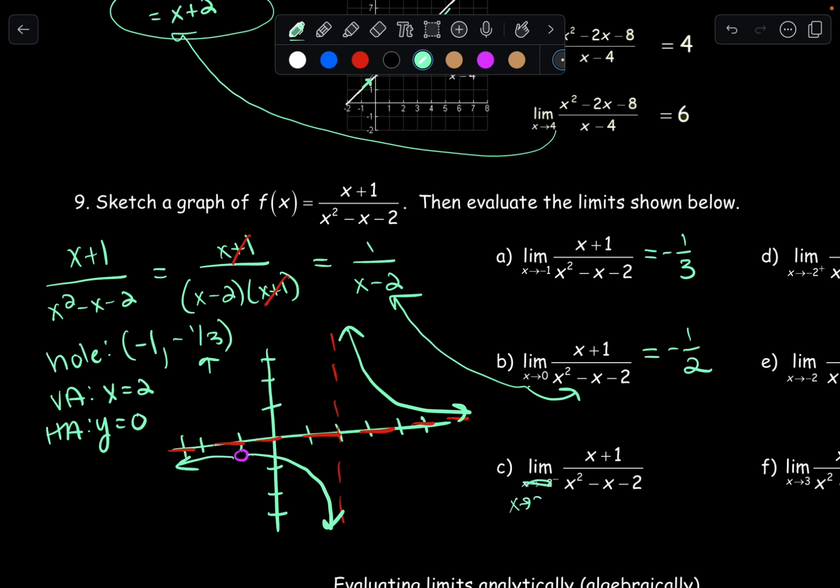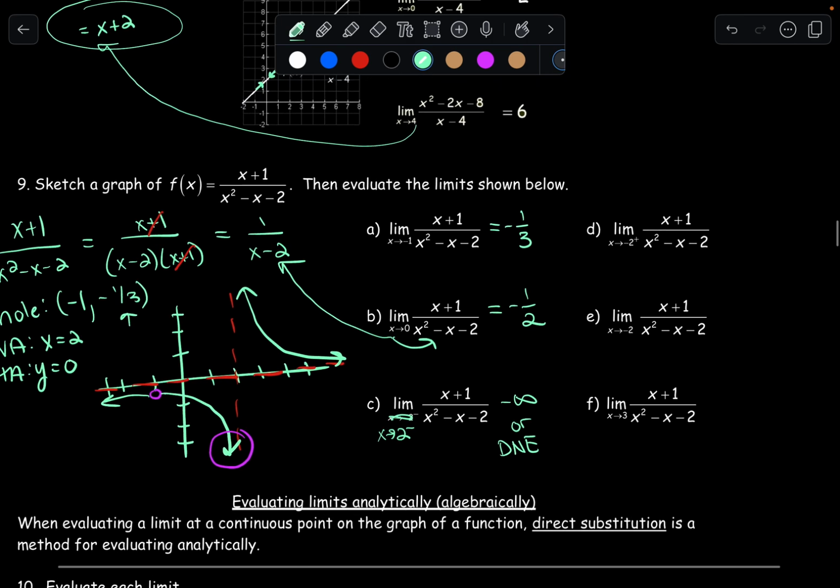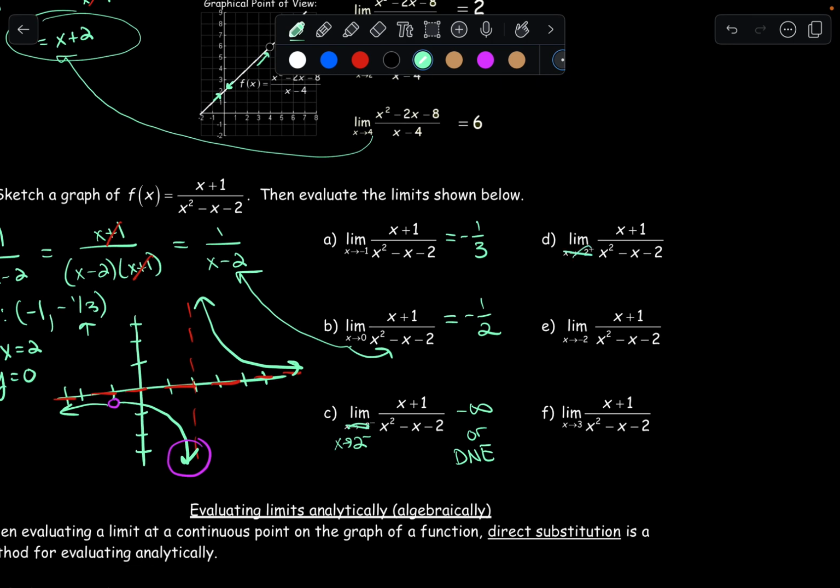So as x approaches 2 from the left, that's where the vertical asymptote occurs, okay? If I approach that vertical asymptote from the left, I can see that our curve is decreasing infinitely. So there are a couple solutions for this. This is going to be negative infinity or does not exist. Either of those will satisfy this limit. Part D, that should also be plus 2. So as x approaches 2 from the right, we are going in the positive direction, so going to positive infinity. So this one can either be positive infinity or does not exist.